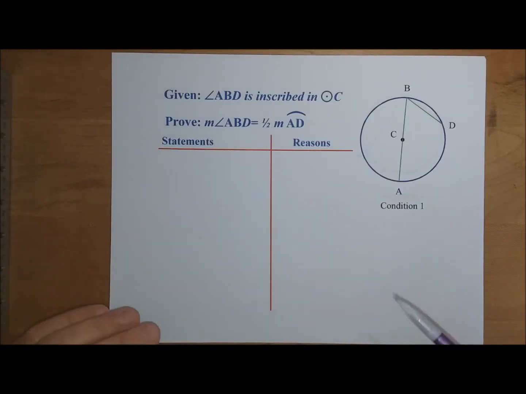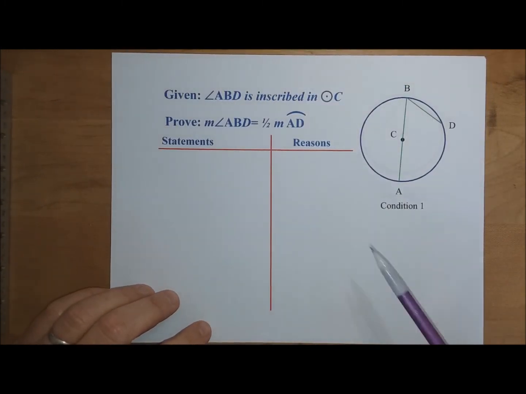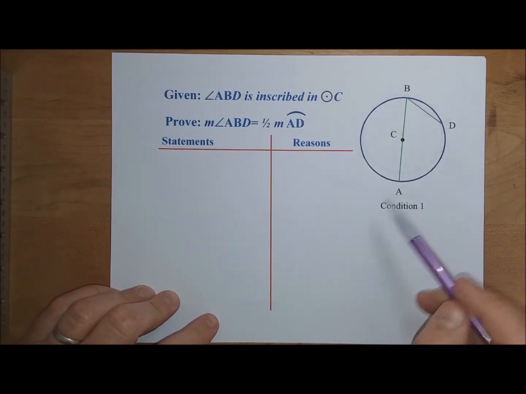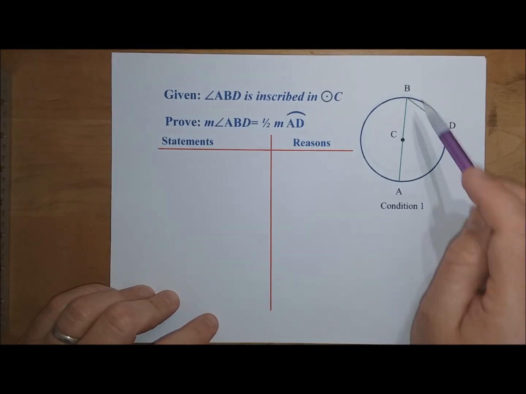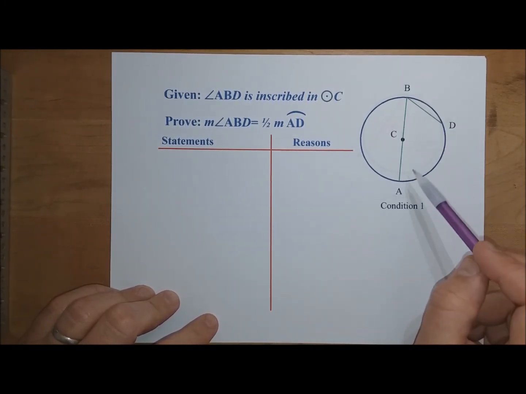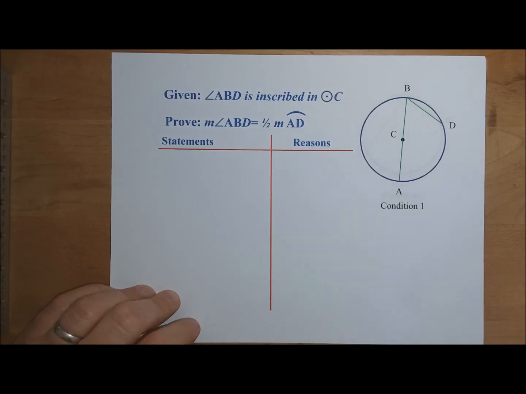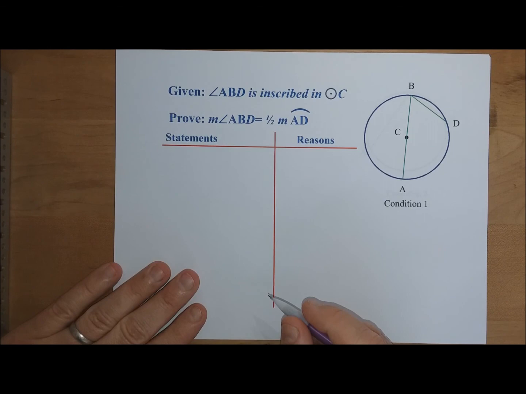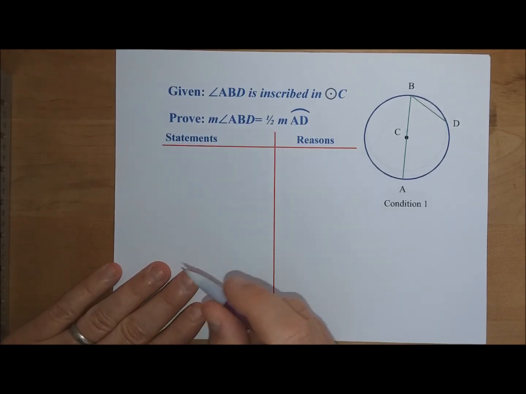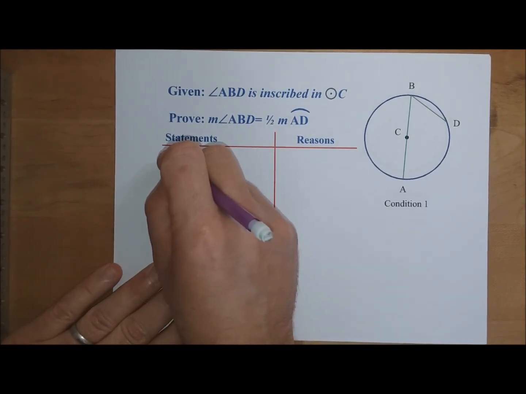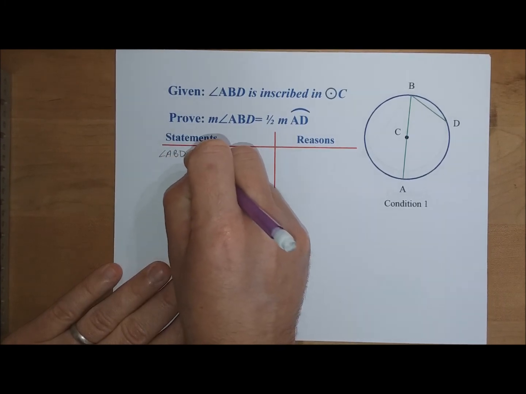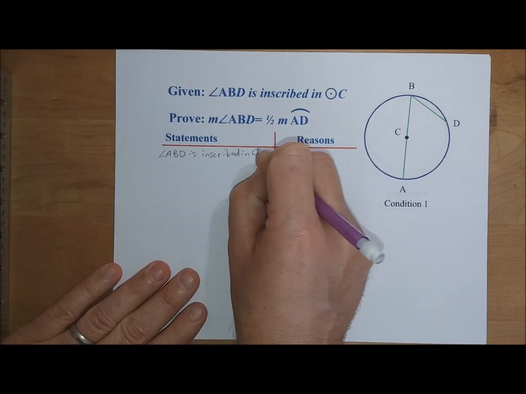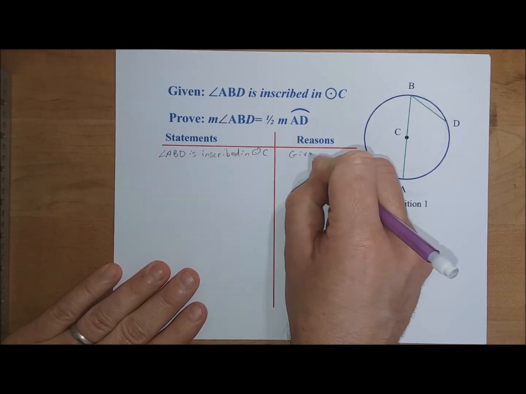All right, let's take a look at condition 1. Given here that angle ABD is inscribed in circle C, could we prove that the measure of angle ABD is half the measure of this arc AD that it intercepts? Okay, let's tackle this. Let's go ahead with a two-column proof, and we're going to restate the given information. We've got angle ABD is inscribed in circle C. That's our given.